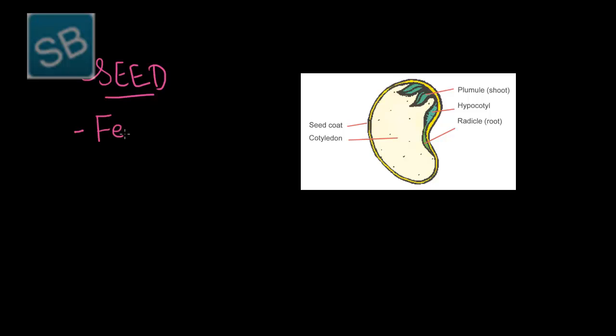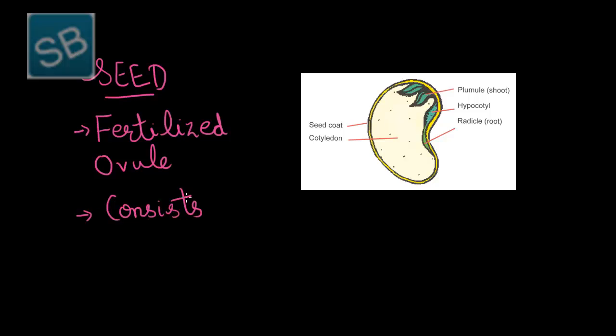Seed is a fertilized form of ovule, that is, after the process of fertilization the ovule formed is known as seed. Now, as can be seen from the figure, seed basically consists of seed coat, cotyledon, plumule and radicle. Out of which cotyledon, plumule and radicle together combine to form embryo. And therefore, a seed basically consists of seed coat and embryo.